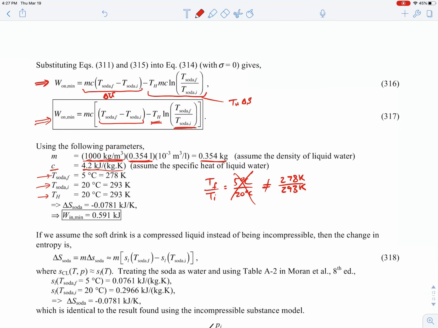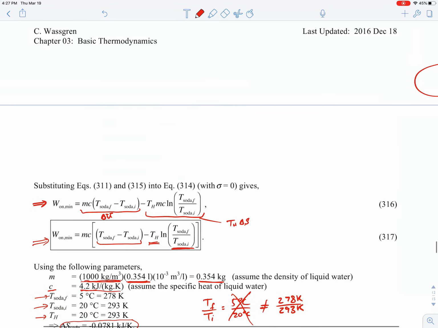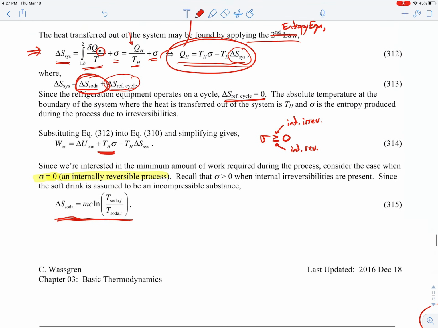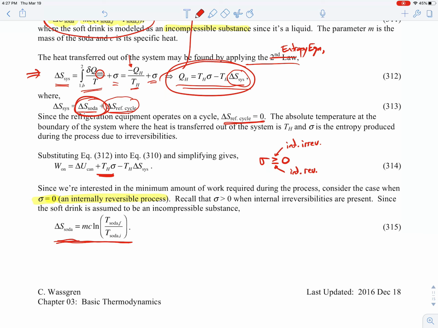So when you plug in the values, you can find the change in entropy, for example, of the soda. That's this one right here. Notice that it's negative. The entropy is going down. That's fine. It's totally not a problem. And the reason for that is because there's some heat transfer out of the soda into the refrigeration cycle. If you remember the entropy equation, let me go back up to the entropy equation. Here it is. I'm going to erase some stuff so it's a little cleaner.